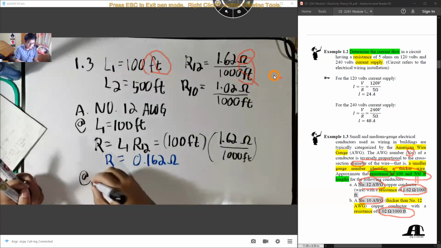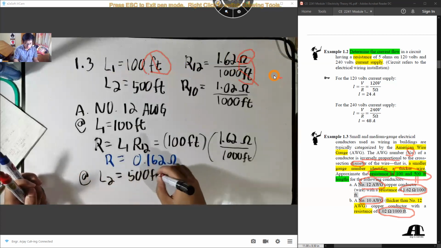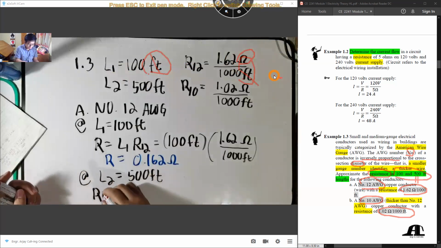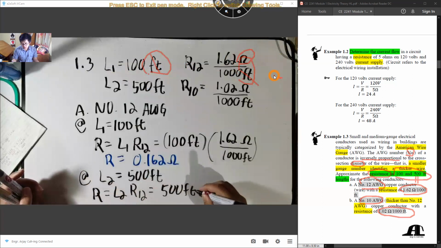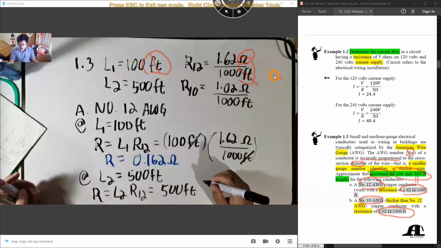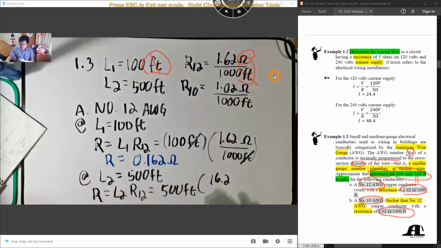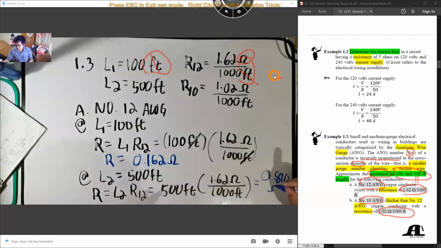Then for the second length, we have L2 equal to 500 feet. Same pattern: the resistance is L2 times R12. So, 500 feet times 1.62 ohms per 1,000 feet. The feet cancel, leaving only ohms. The answer is 0.810 ohms. So, this first one is the resistance at 100 feet, and this is the resistance at 500 feet.